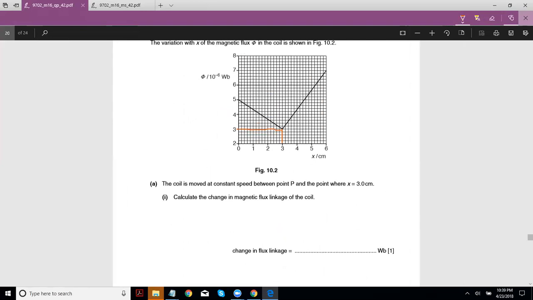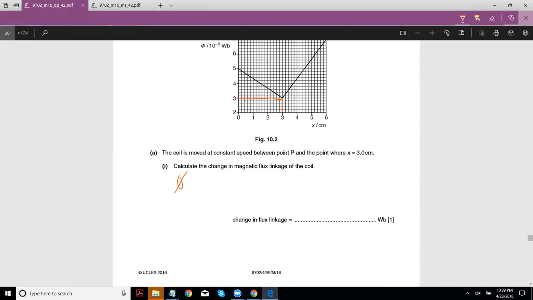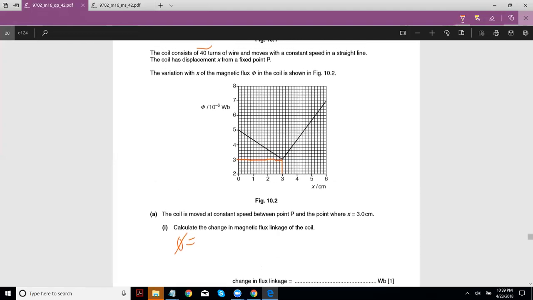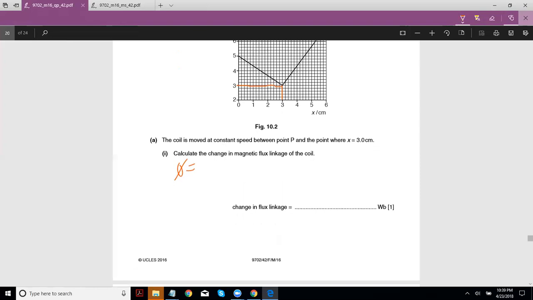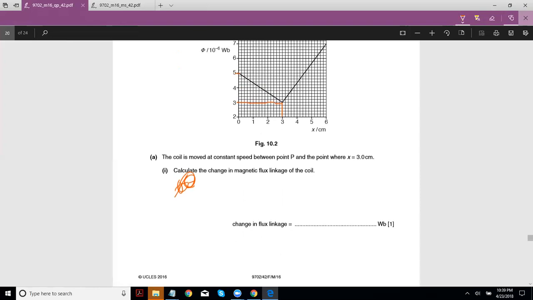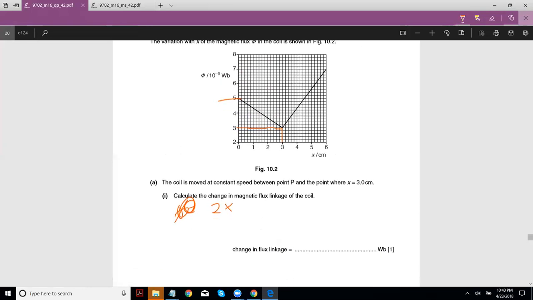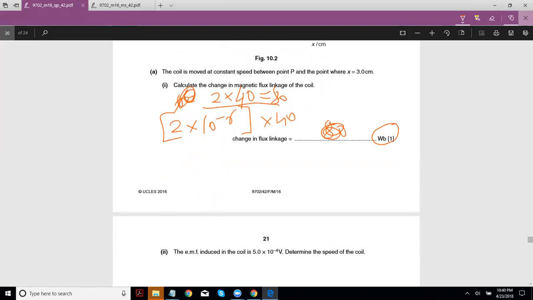Calculate the change in magnetic flux linkage of the coil. What is magnetic flux linkage? Multiply by number of coils, N. So the change is 5 minus 3, that's 2, into the number of turns, 40, which gives you 80. However, the only issue here is they're asking in Wb, either 10 power minus 6. So here the change would be into 10 power minus 6 and then you do it into 40, which would give you a slightly different answer.